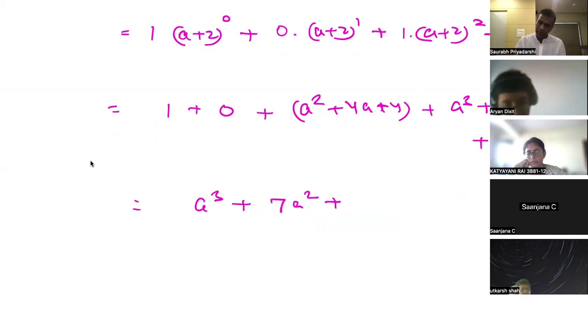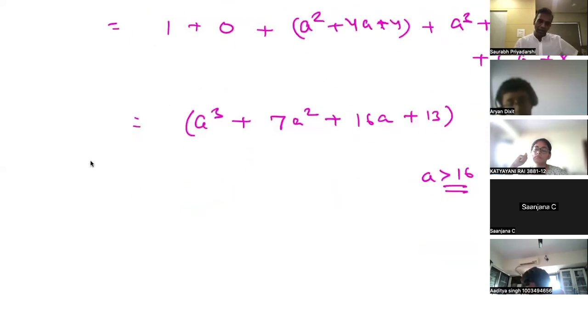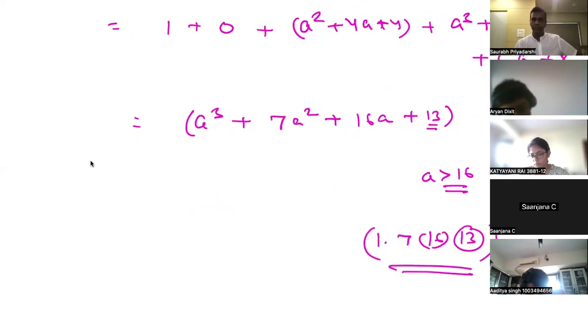7A square plus 16A plus 13. Right. So now see, if I'm saying A is greater than 16, then only you can write this number as 13 as a number, 16 as a second number, 7 and 1. Are you getting this?